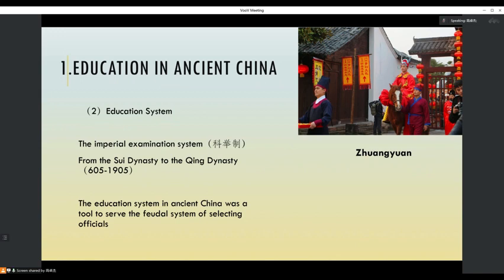This is the education system in ancient China. The education system in ancient China had four stages. In the first stage, you can enter an exam in the county. And if you pass this exam, you can enter the higher examination.